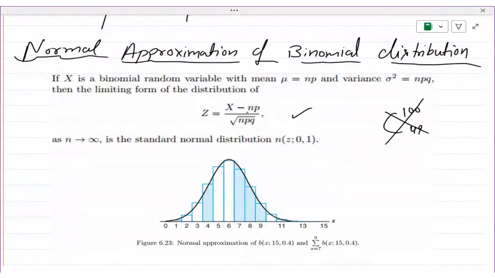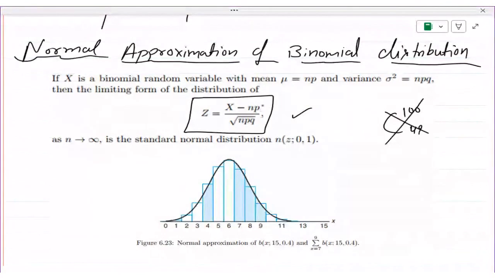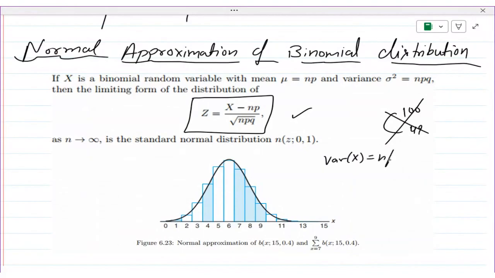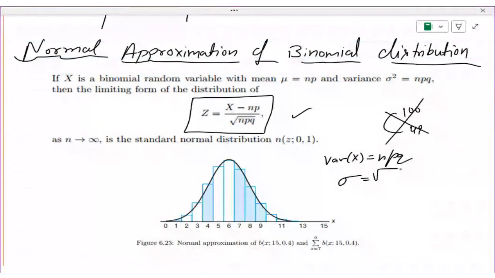So this formula we will use to convert. This is the same formula: X minus mean, divided by sigma. The mean in the binomial distribution is n into p. The variance in the binomial distribution is npq, so the standard deviation is the square root of npq. That is why we have this formula.